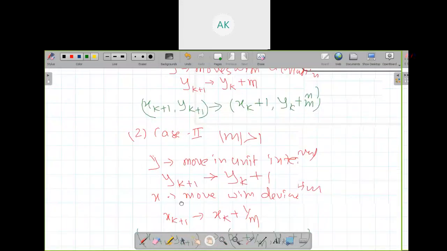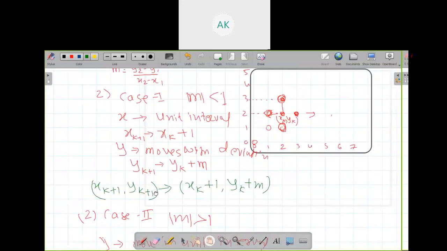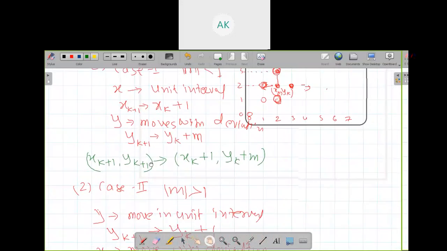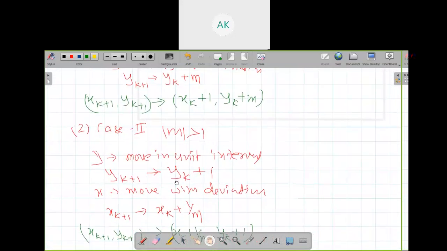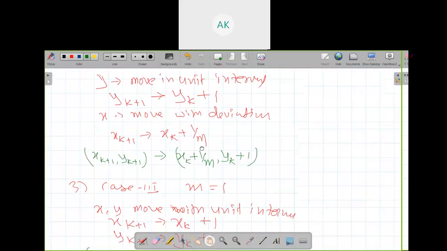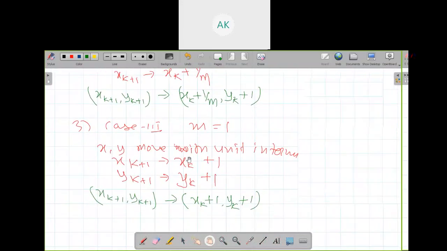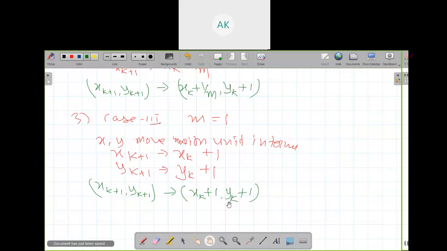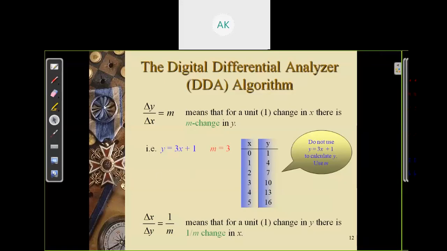In case 1, x moves with unit interval when m is less than 1. When m is greater than 1, y moves with unit interval and x moves with deviation. In case 3, both x and y move with unit interval. Okay. Back to your slide.